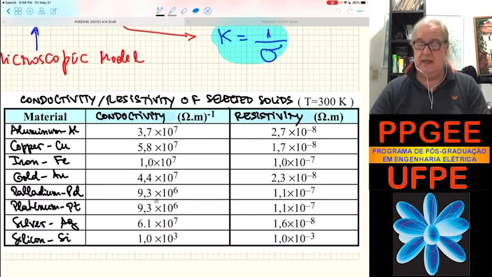Okay, so here you have this resistivity, typically for good conductors 10 to the minus 8, right? 10 to the minus 7 is iron, but let's look at the good ones. Typically, the resistivity of good conductors is 10 to the minus 8 ohm meter.